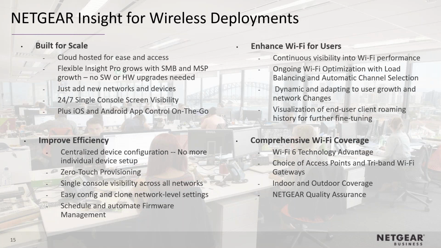Comprehensive Wi-Fi coverage, as I mentioned earlier, we added support for several Wi-Fi 6 devices, both on the AP, the WAX side, as well as the Orbi Pro Wi-Fi 6. We have a choice of access points and tri-band Wi-Fi gateways, indoor and outdoor coverage, and then of course the NETGEAR quality assurance.